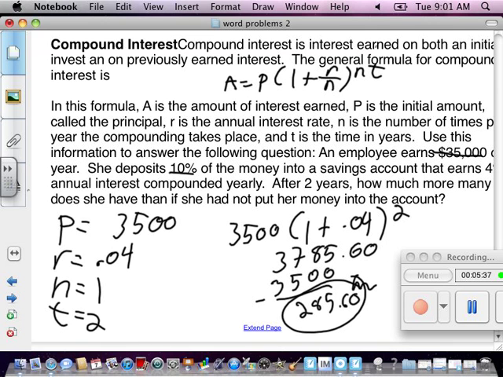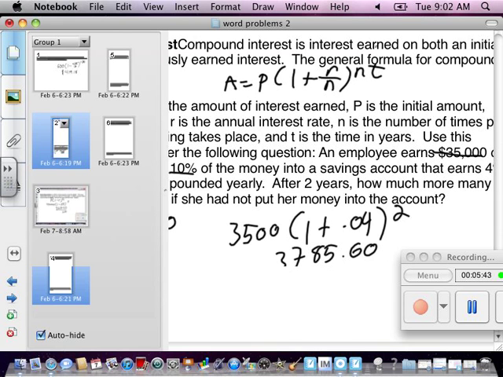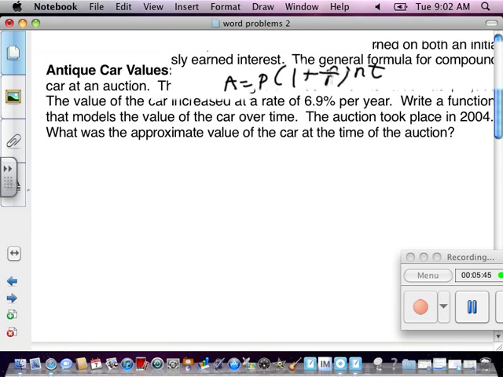Antique car values. So most car values go down. Antique cars do not, though. They go what? Up. So is this going to be growth or decay? Growth.